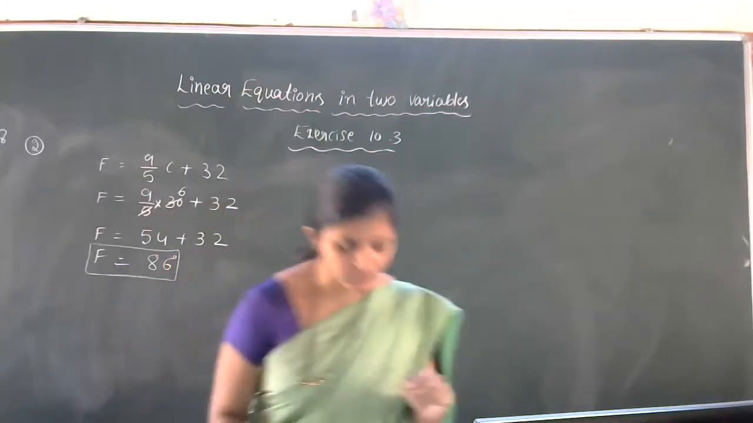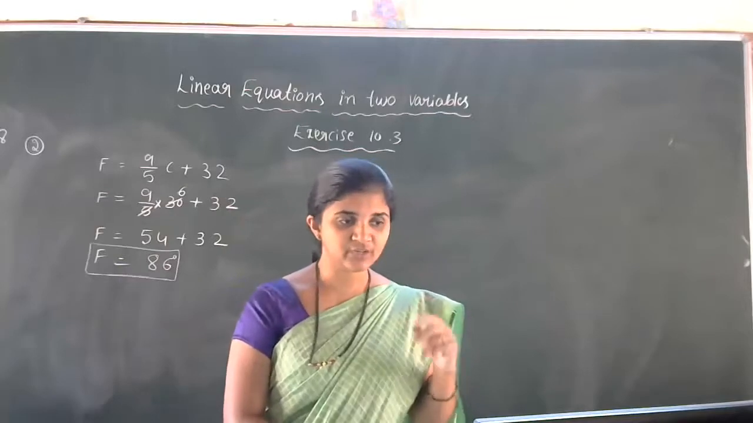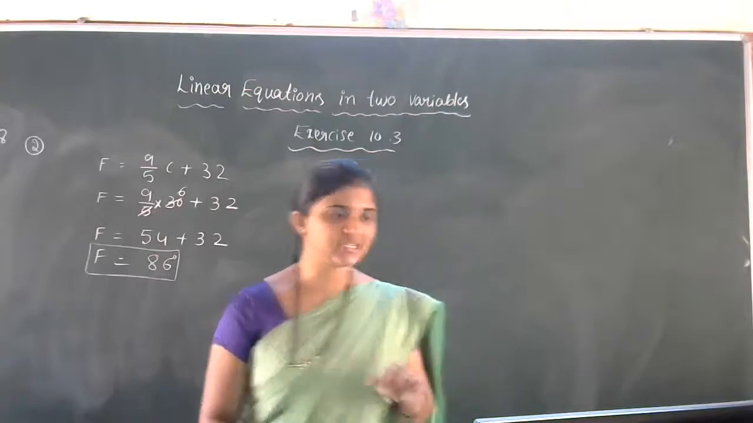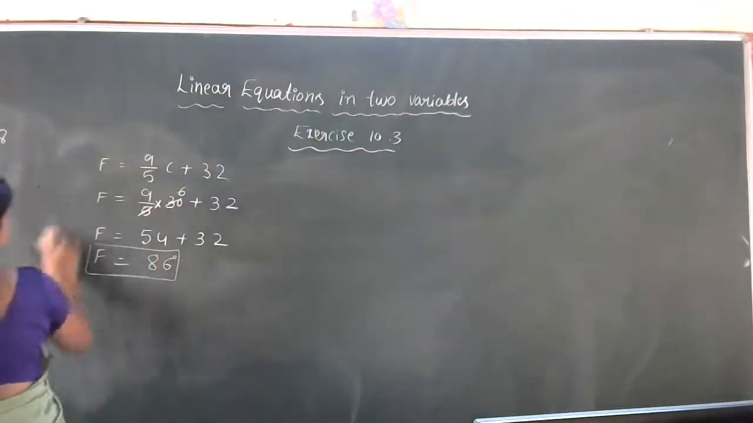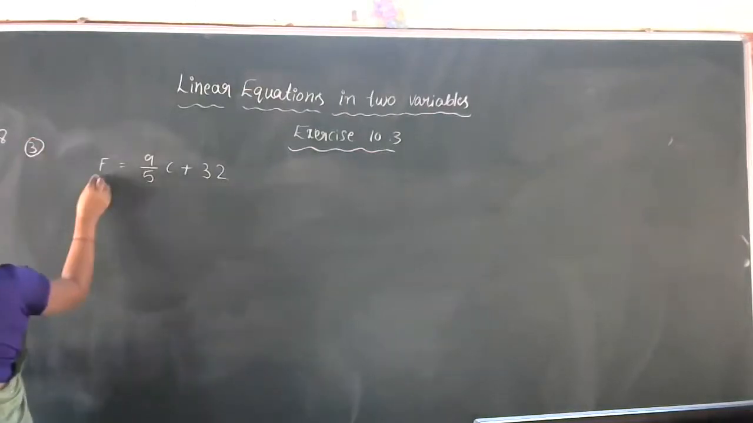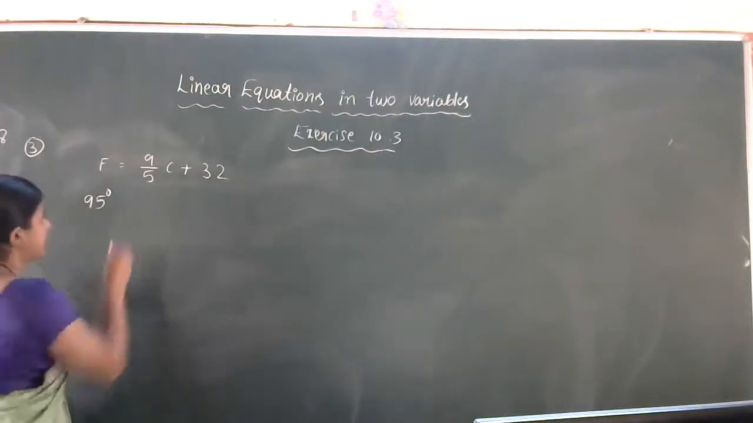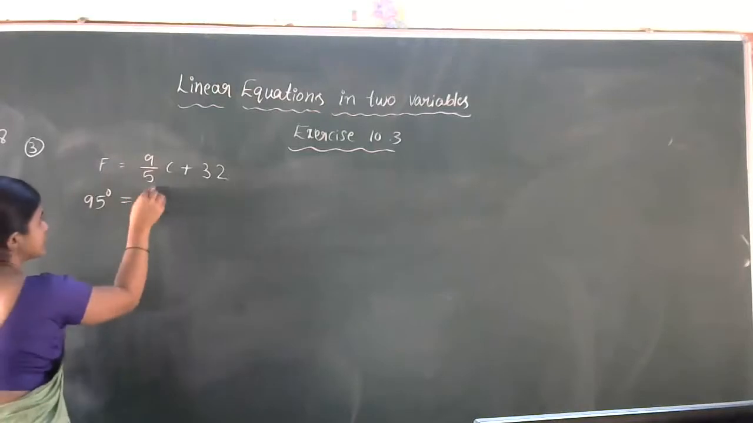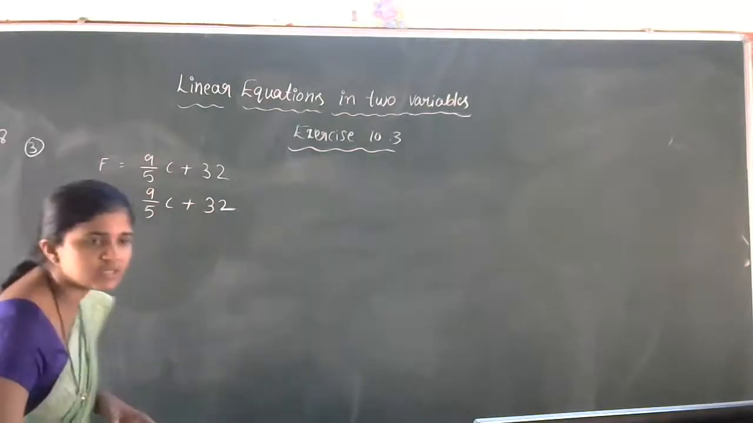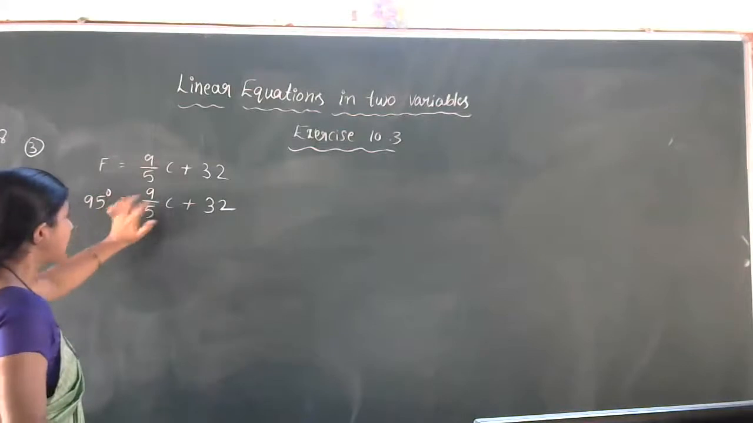Now third question. If the temperature is 95 degree Fahrenheit, what is the temperature in Celsius? Here the Fahrenheit scale is given as 95 degree, and we have to find out Celsius. F is equal to 9 by 5 Celsius plus 32. So how can we solve this one? The Fahrenheit value is 95, then 9 by 5 Celsius plus 32.